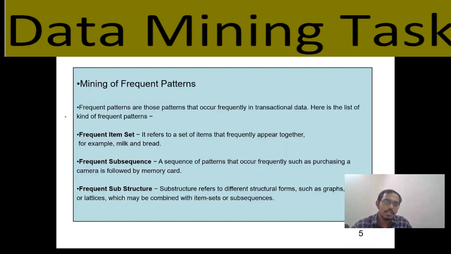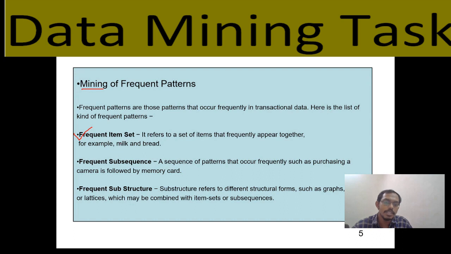Now here we have to discuss the mining for frequent patterns. So how can we discuss that? Here is the mining of frequent patterns. That means we perform the data mining process using patterns. Frequent patterns are those patterns which occur frequently in transactional data. Here is the list of frequent patterns. At the very first, we have to identify the frequent item set. A frequent item set is one which is frequently used.